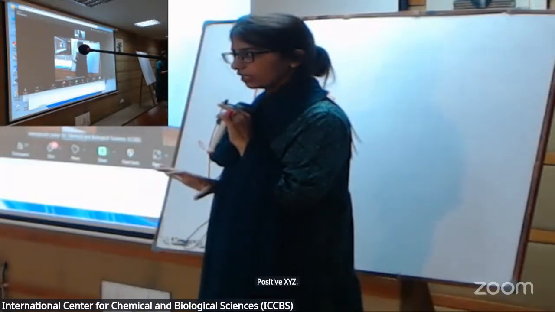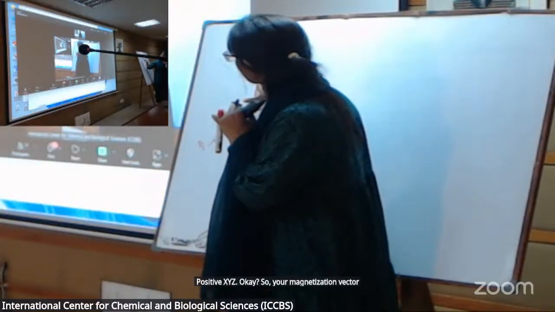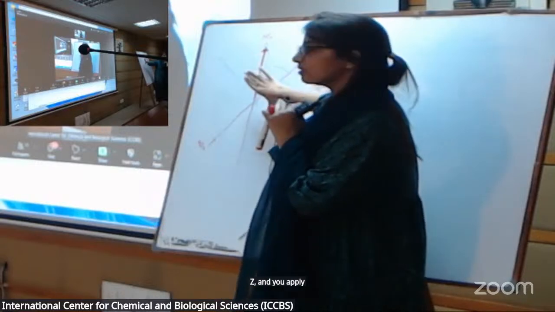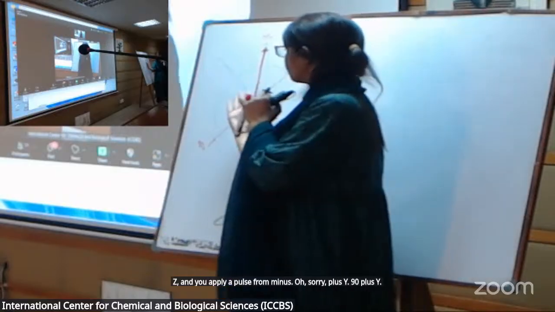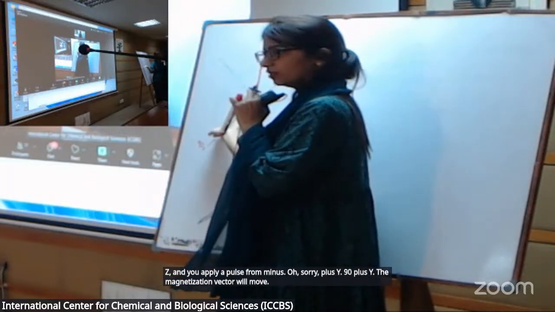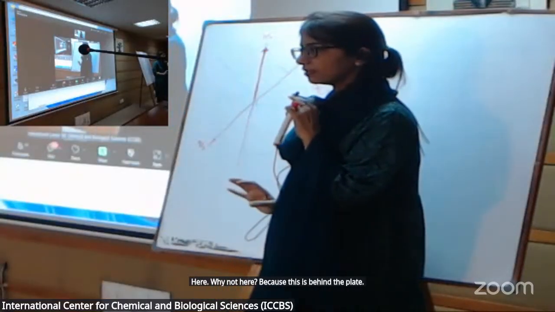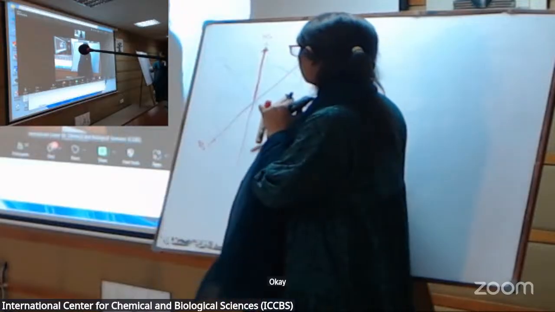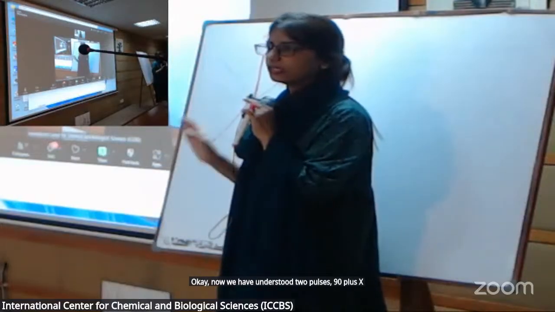So your magnetization vector is at Z, and you apply a pulse from plus Y, 90 plus Y. The magnetization vector will move here. Why not here? Because this is behind the plane. Is it clear to all of you? Now we have understood two pulses, 90 plus X and 90 plus Y, individually.